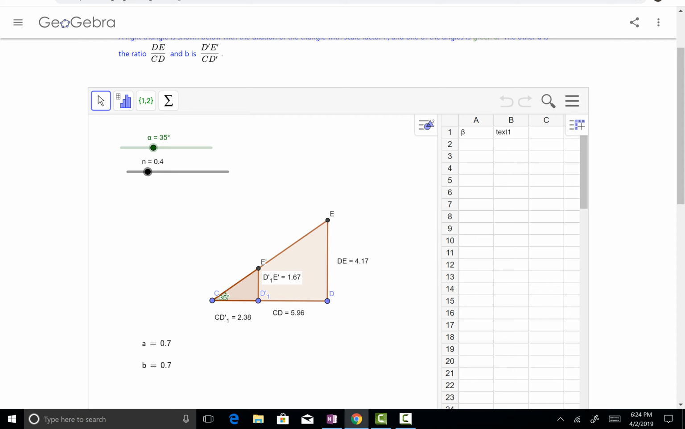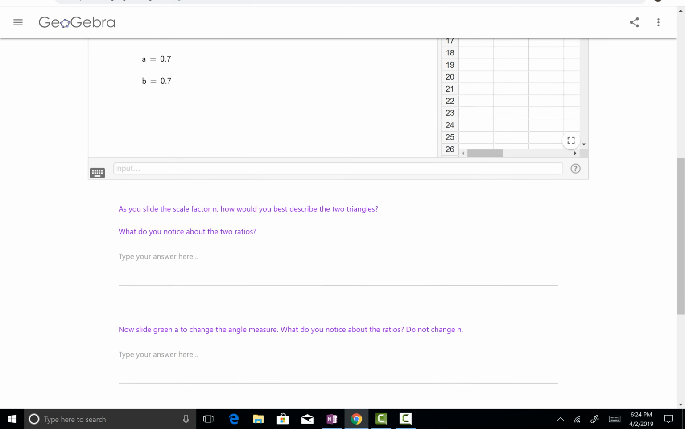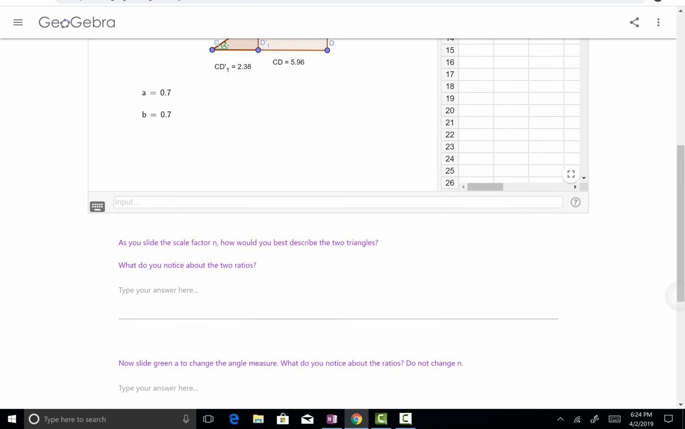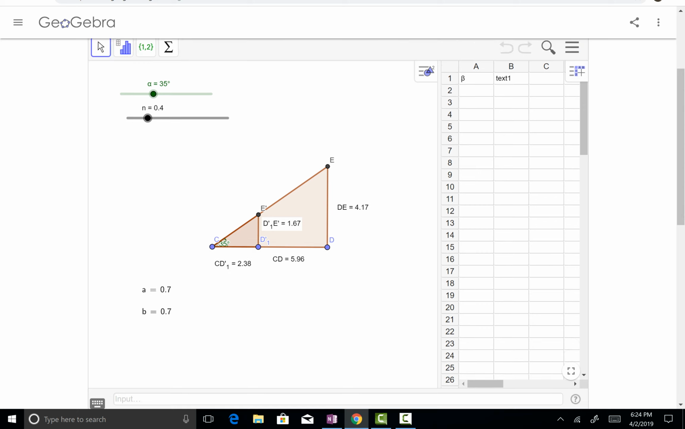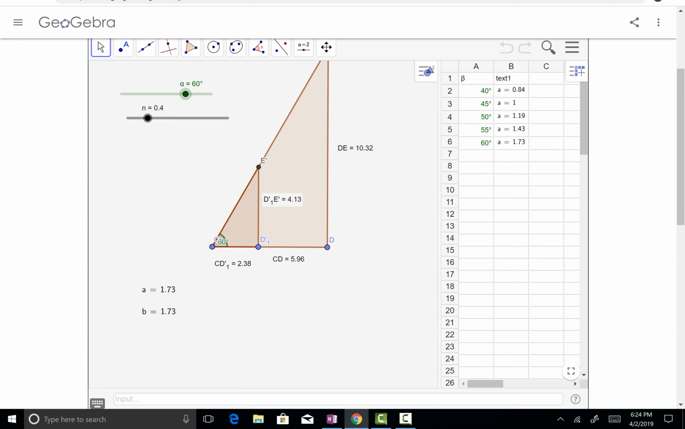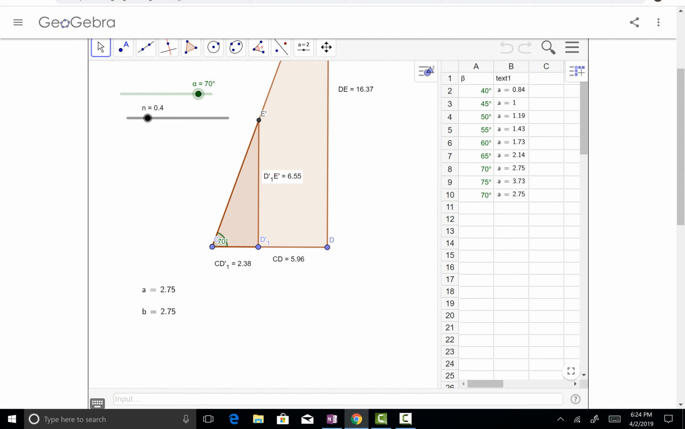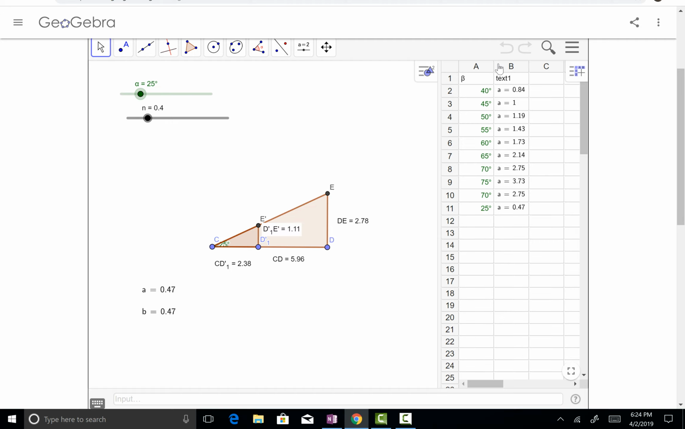Okay, so N changes it, makes a scale factor. Then it comes down here and it says, now slide green A to change the angle measure. What do we know about the ratios if we don't change N? So now I'm going to take this A, and I'm just going to slide it a little bit. I'm going to move it. Here we go. And I'm going to take this back just a little bit more, and boom, there we go. I've got 11 measurements.